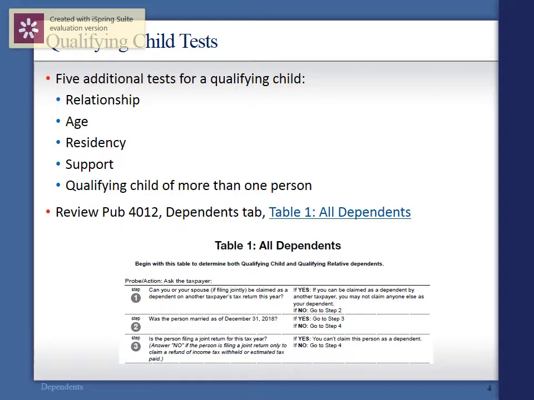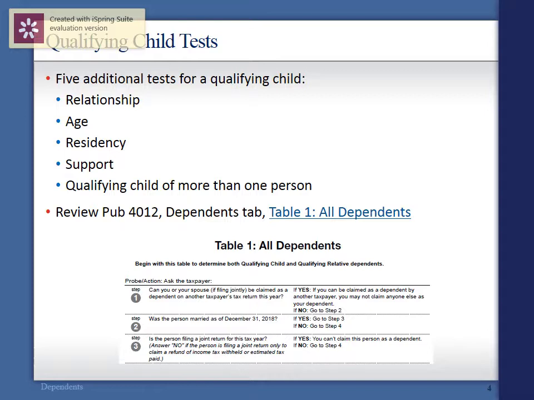In terms of residency, the child the taxpayer is trying to claim as a dependent must have lived with the taxpayer for at least half of the year. As we move on, we have support, and we talked about support in the classroom. Support just means that the taxpayer must have provided greater than 50% of the support for that particular child.